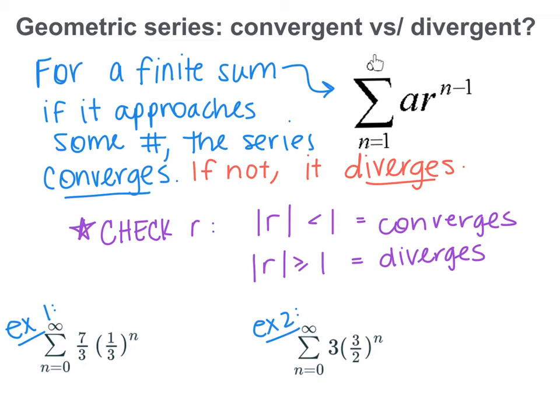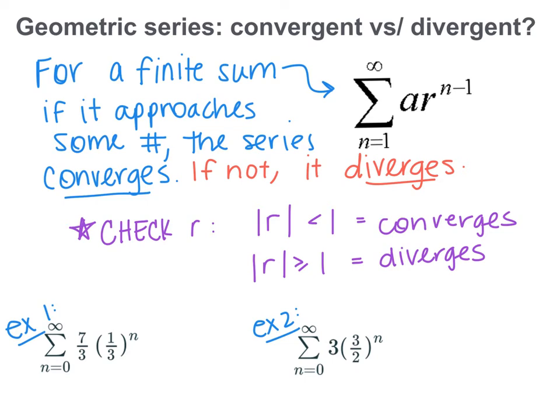We use this summation notation here. If my sum does not approach a certain number, it is called divergent. The easiest way to check this, especially if you're given this or if you can find the common ratio, is to check the absolute value of that number.